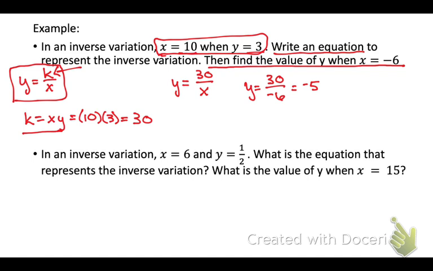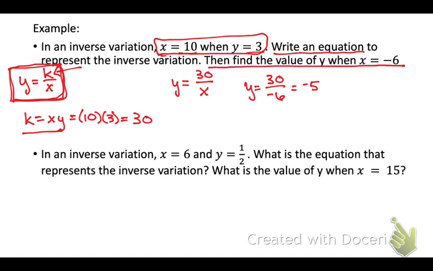So the inverse variation equation is y equals k over x. And all equations have an x and a y in them, correct? Like y equals mx plus b. You have to find the slope and the b, but you're still going to have an x and a y. So we had to find the constant of variation first. Again, an inverse variation, x equals 6, y equals 1/2. Write the equation and find the value of y when x equals 15. Could they say find the value of x when y equals? Yeah.